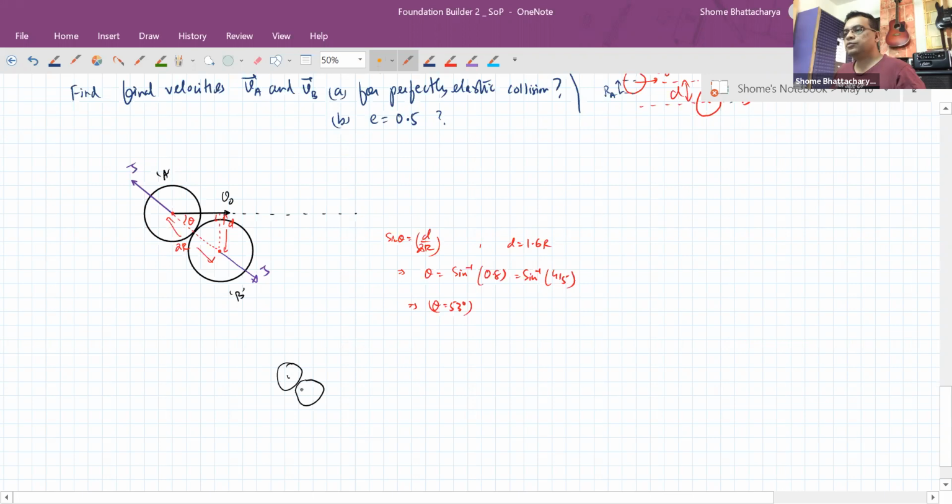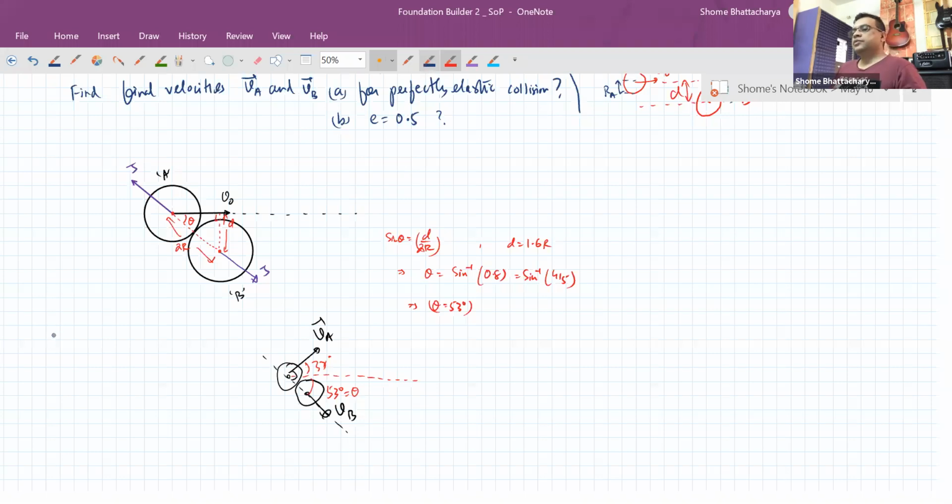Okay. So B will have the velocity along this center to center line, and that velocity is, let's say, VB, and A will have the velocity perpendicular to it, so that's along this line. And compared to this, the direction of V0, that is like this, where this angle is 53 degrees. So this angle will be 37 degrees. Okay, so this is the first case where the collision is perfectly elastic. So VA is perpendicular to VB after impact.